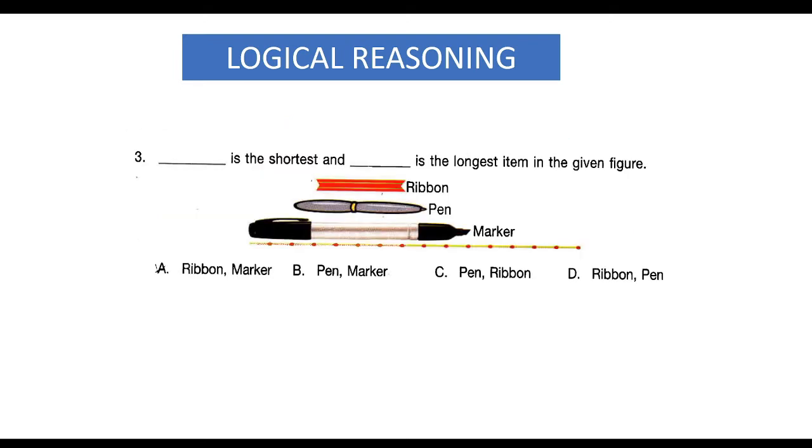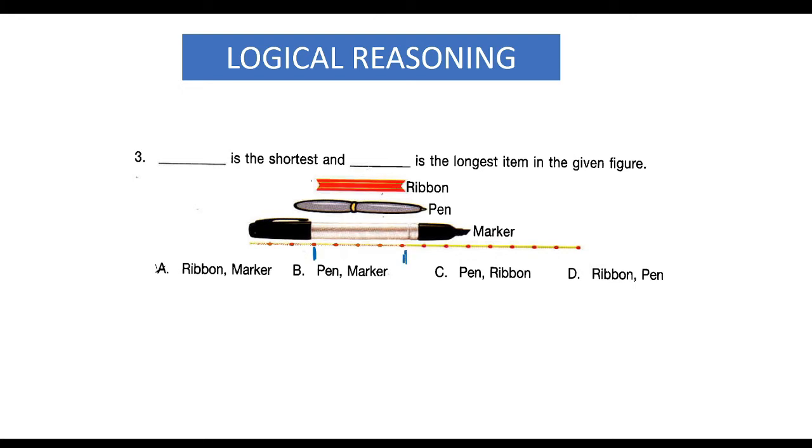Question 3. Dash is the shortest and dash is the longest item in the given figure. 3 items given here: a ribbon, a pen, and a marker. So we have to find the shortest and the longest item. So let's first find out what item is the shortest item. So we have a scale. So let's see ribbon. Ribbon is from 1 here till here.